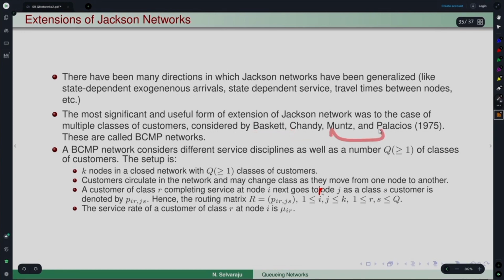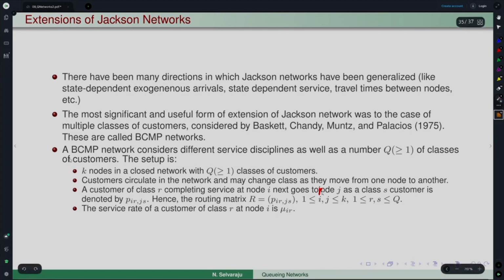So these networks are called BCMP networks. This is the standard network because it has lots of features and can incorporate the things that you want to do. In use today, the BCMP network would be the most useful network that you could see. So, what is this?